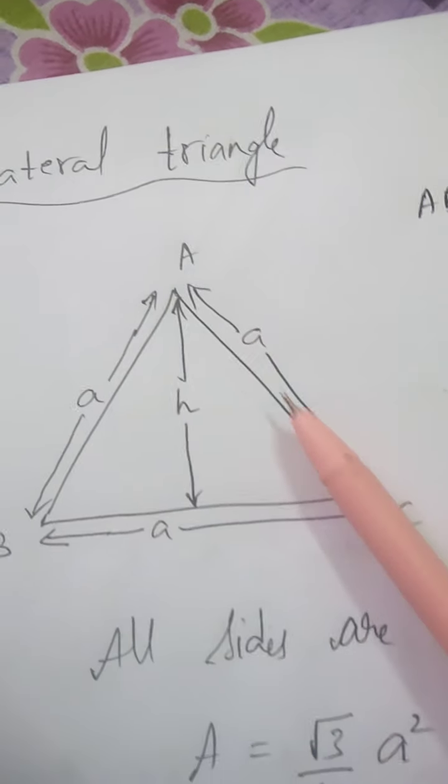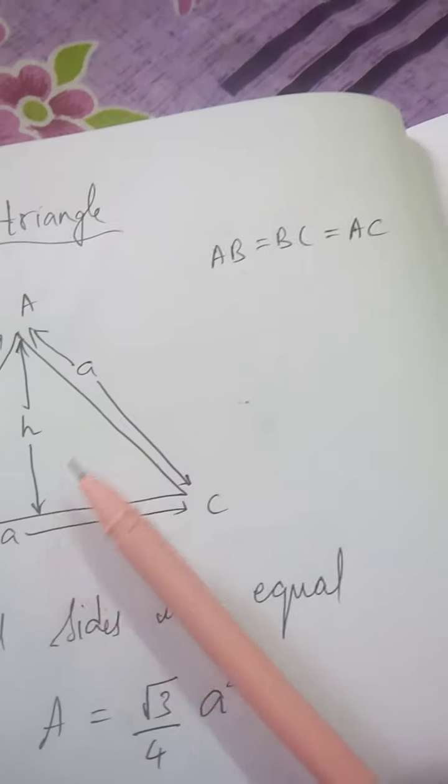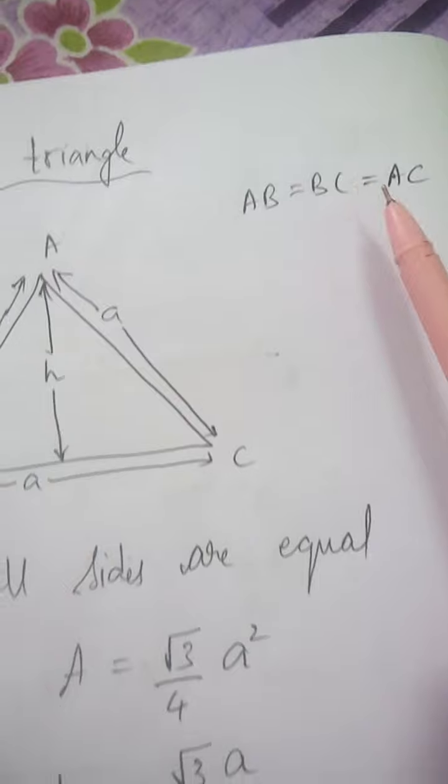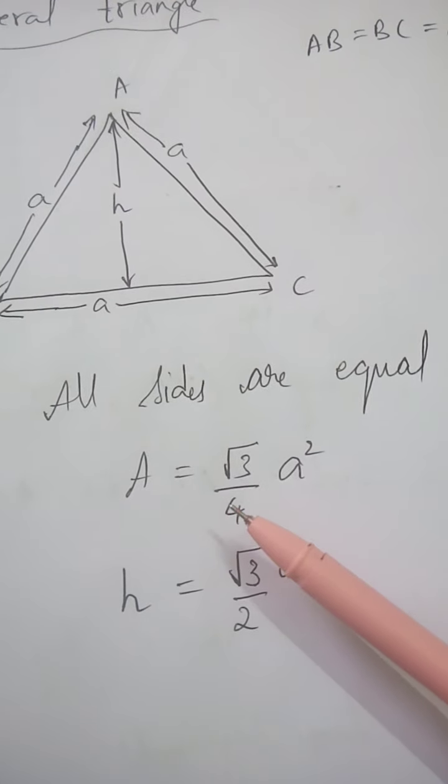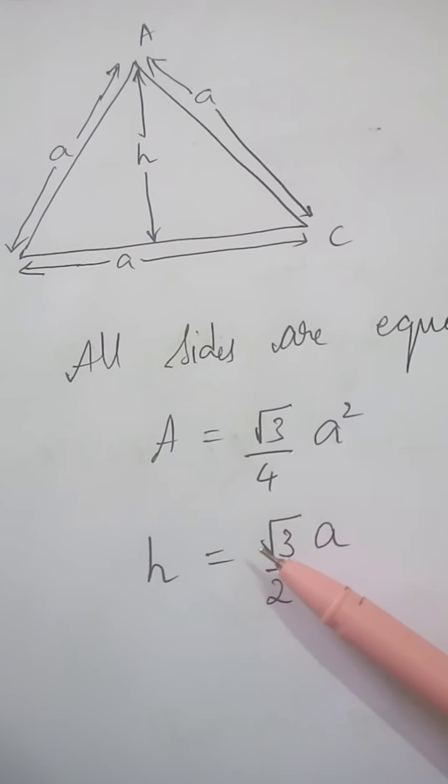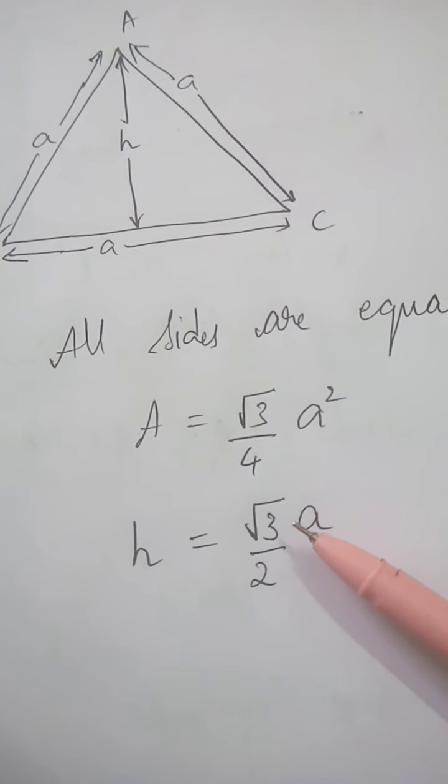In an equilateral triangle, all sides are equal. AB is equal to BC is equal to AC. Area of an equilateral triangle is root 3 by 4 A square and height of an equilateral triangle is root 3 A by 2.